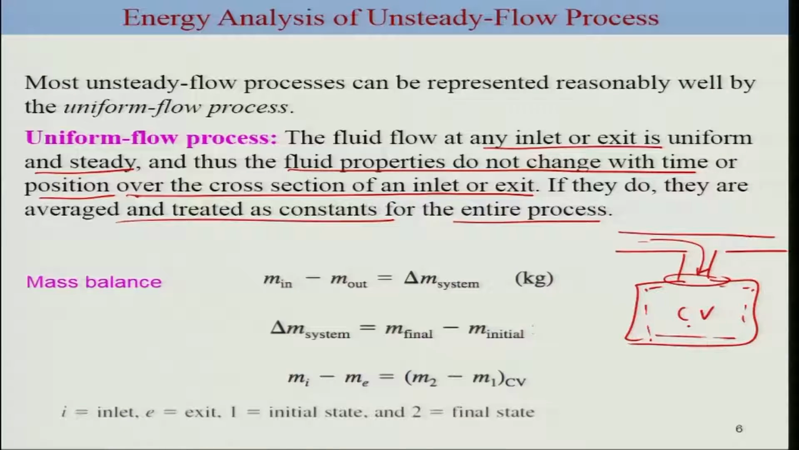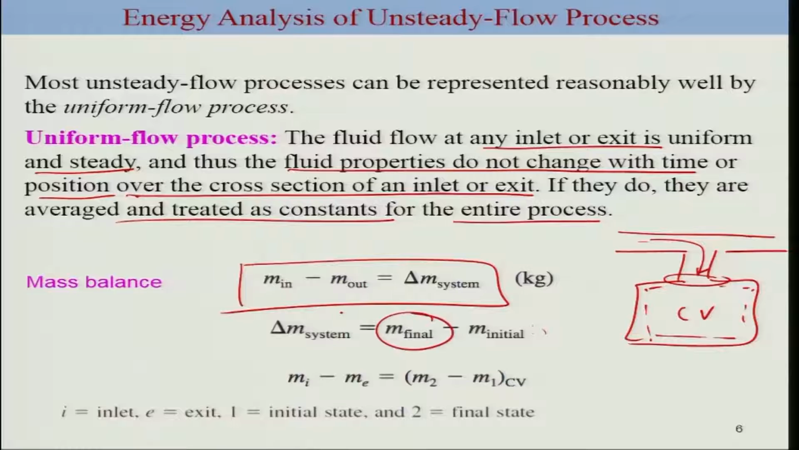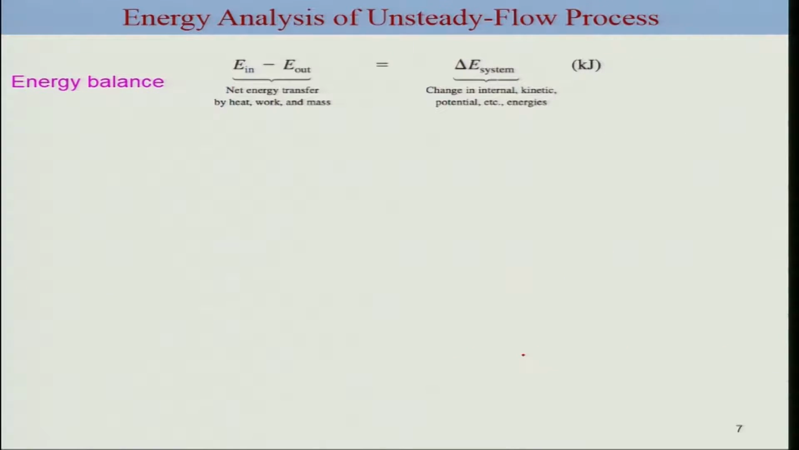So this is a simple mass balance for this particular non-uniform flow process. m in minus m out within the control volume is simply the change in the mass of the system, which can be written as the final value of the mass minus the initial value of the mass. You can write m in minus m out as m inlet minus m exit. This should be simply m2 minus m1 of the control volume. So this is a simple mass balance. What about the energy balance?